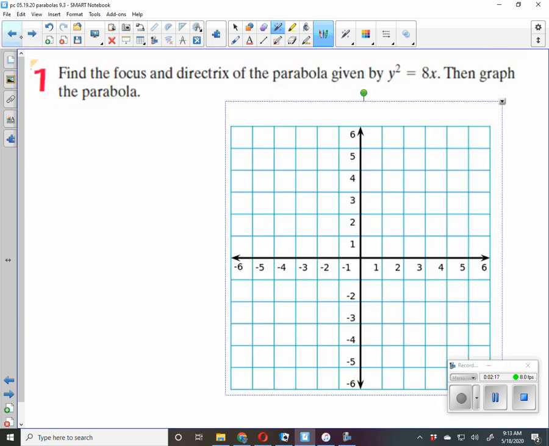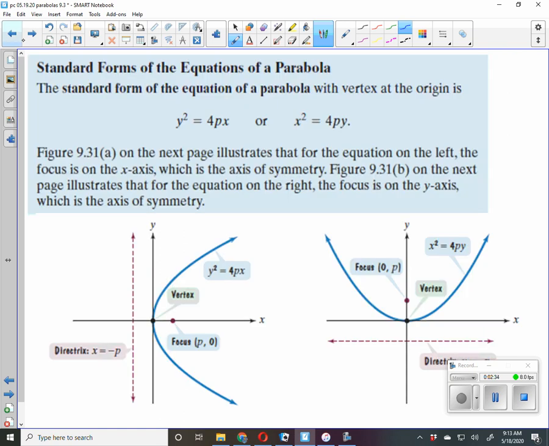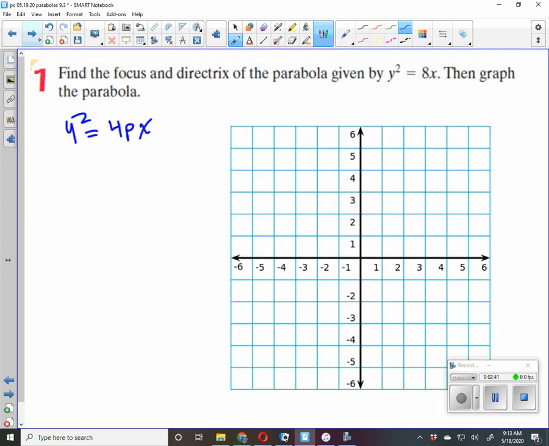All right, so given this equation, y squared equals 8x. Now remember, we have this thing that says y squared equals 4px. P being what? Was there anything here about p? Well, yeah, there was. That was the distance from the vertex to the focal point, wasn't it? So if I can rewrite this as y squared equals 4 times 2x, that means p equals 2.